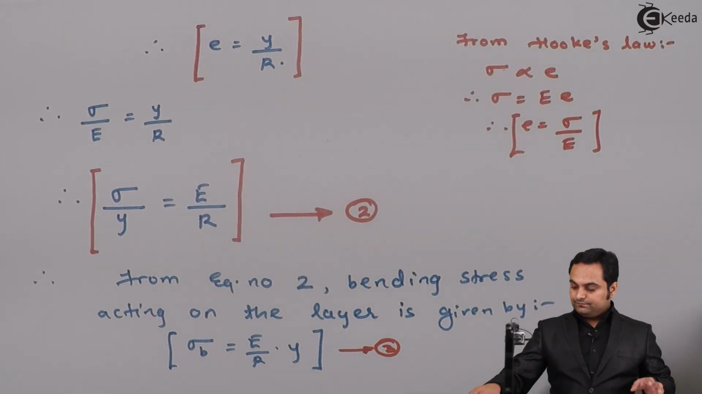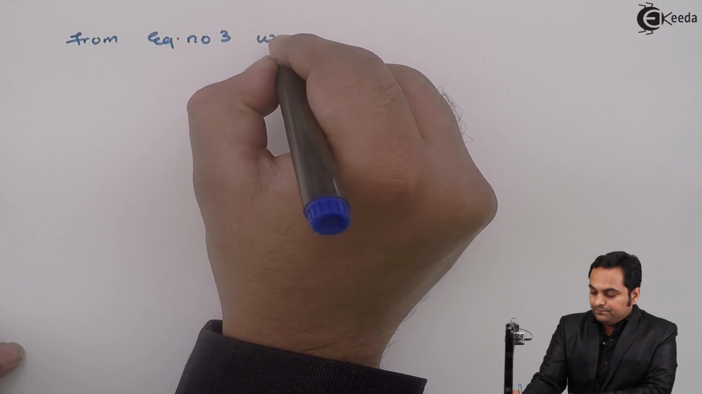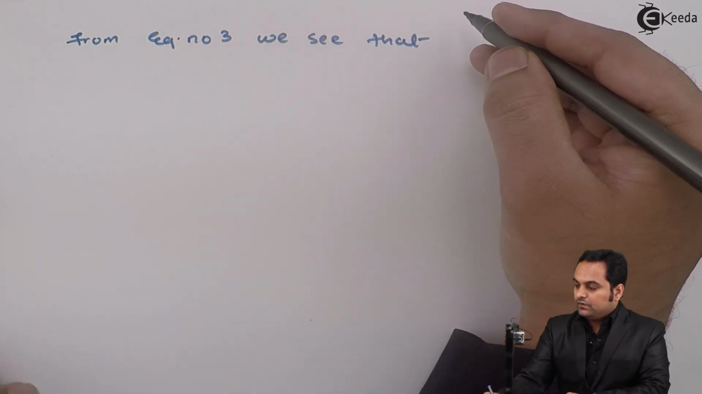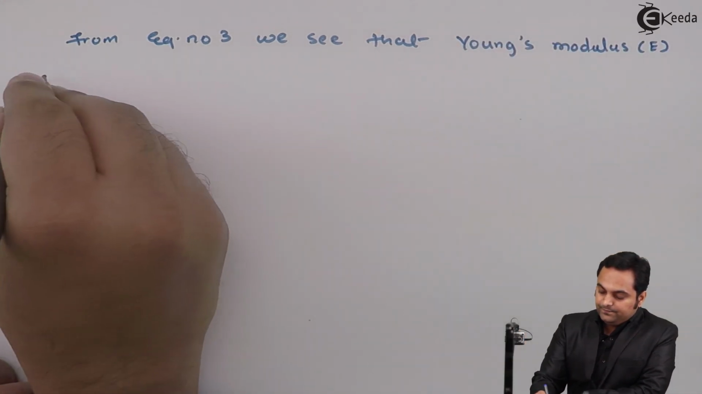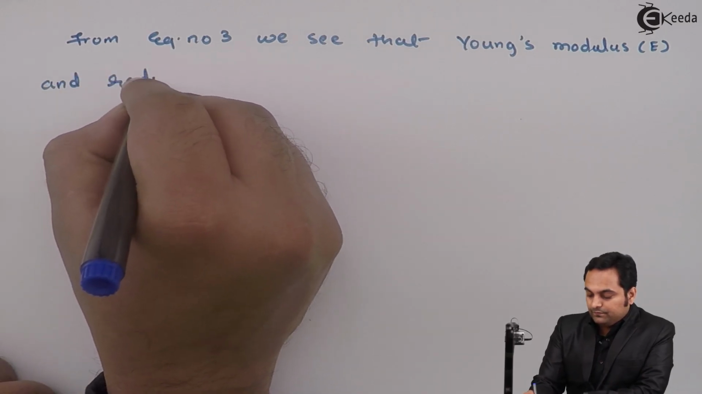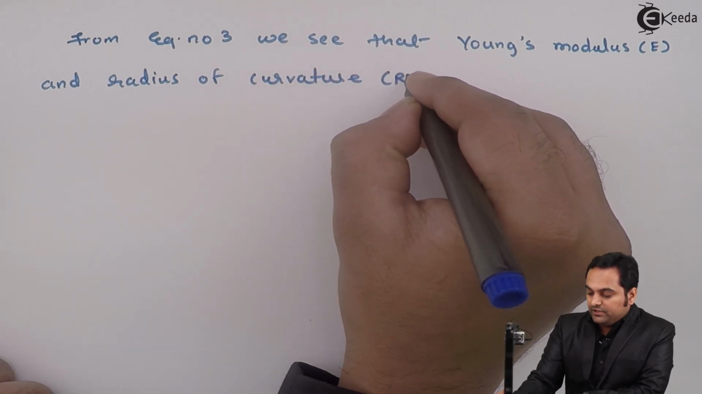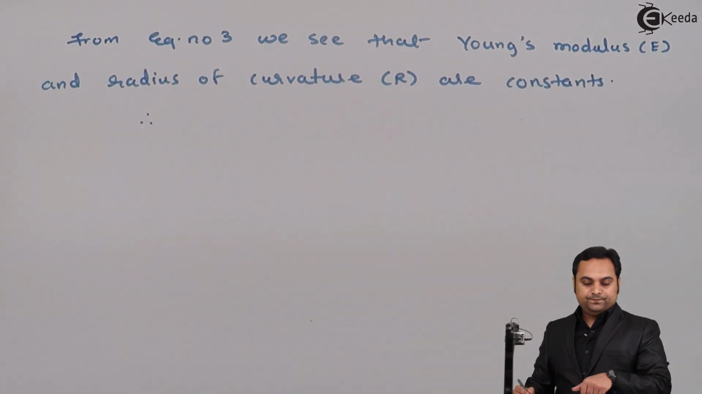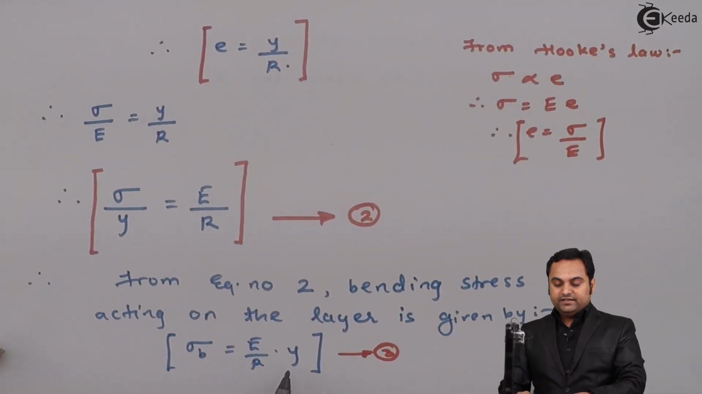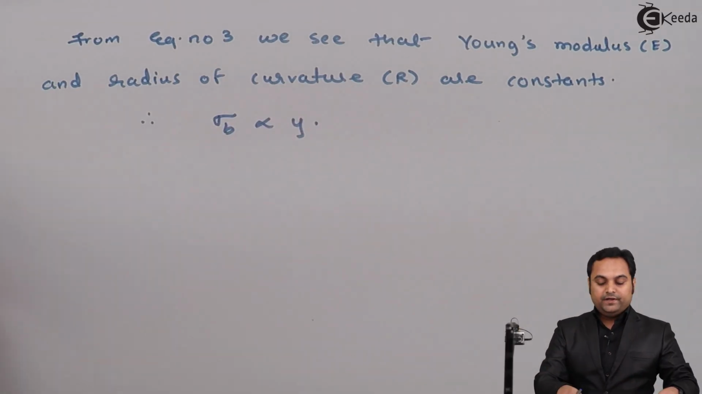So I'll say that from equation number 3, we see that Young's modulus, capital E, and radius of curvature, capital R, are constants. So therefore sigma b is directly proportional to y. Sigma b becomes directly proportional to y.